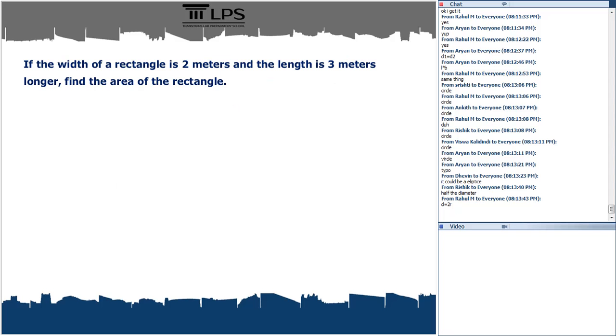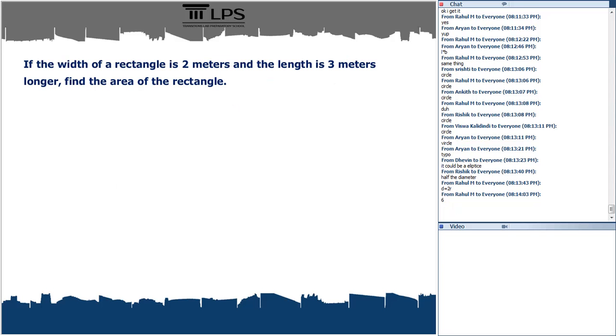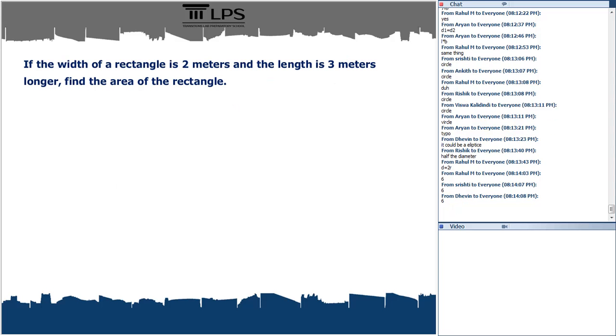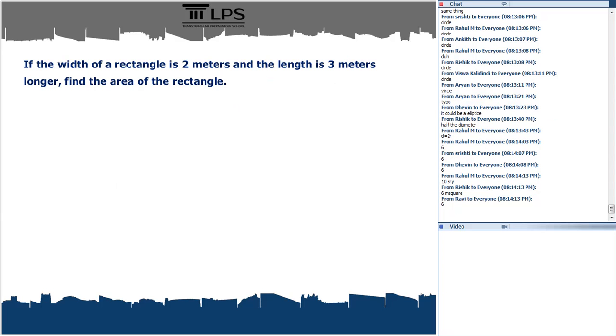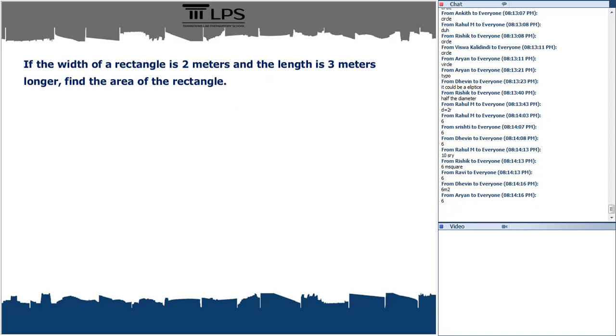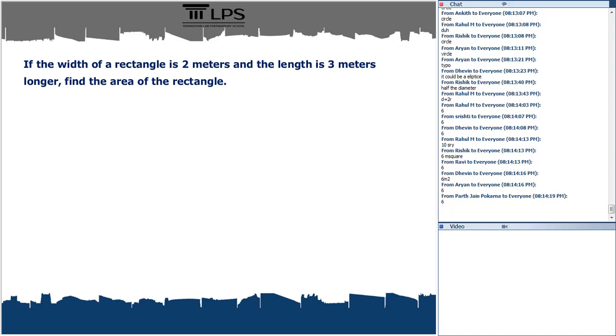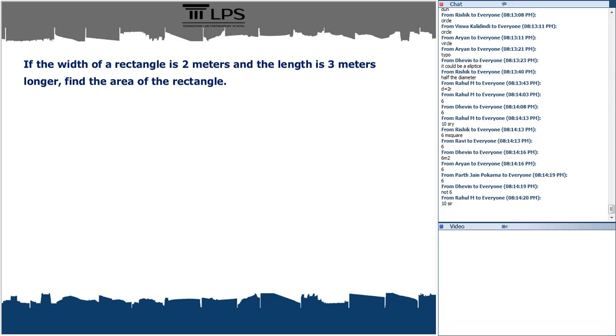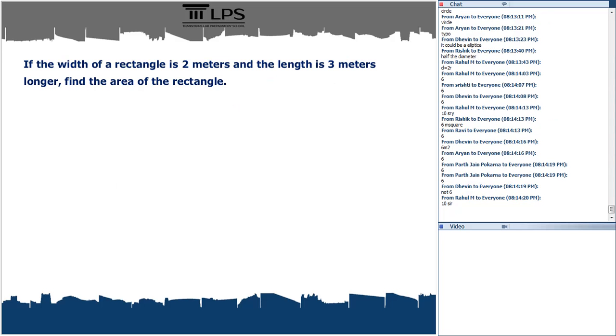Now that's the question that you need to answer. If the width of a rectangle is 2 meters and the length is 3 meters longer, find the area of the rectangle. Excellent. Rahul was the first one to answer that question. Very good. Rishik, very nice. You have used the unit there.